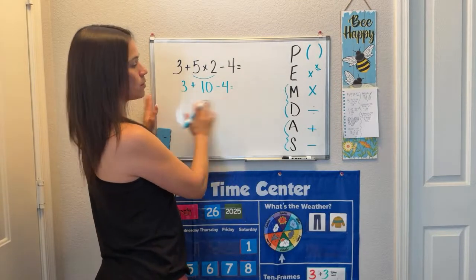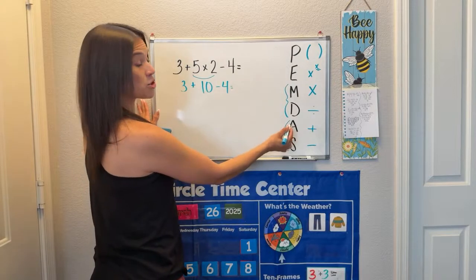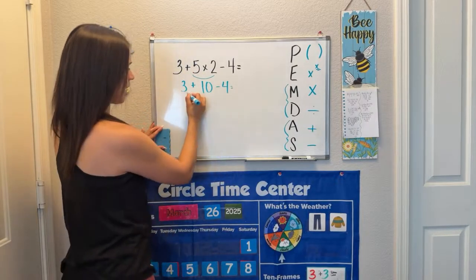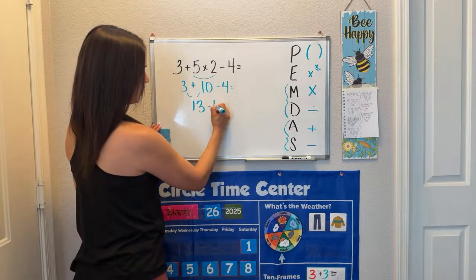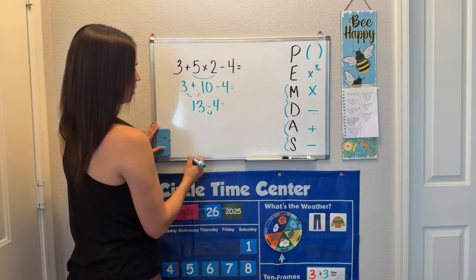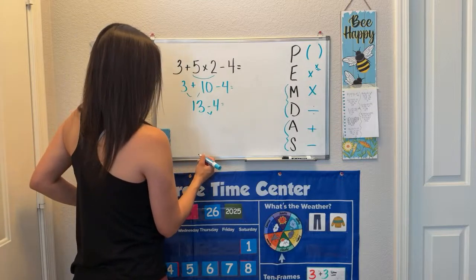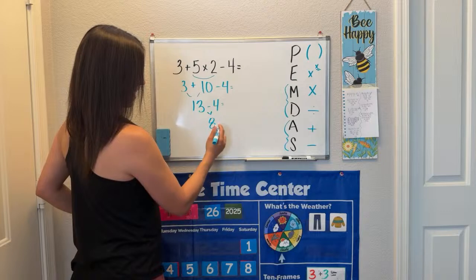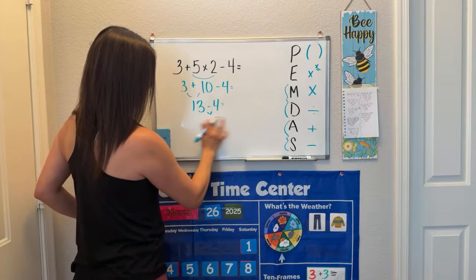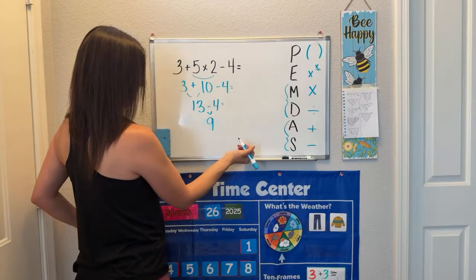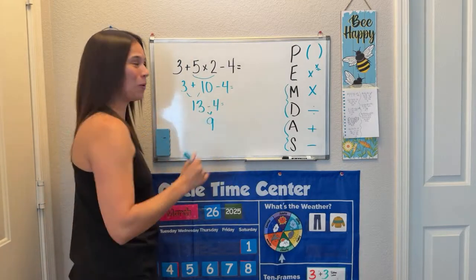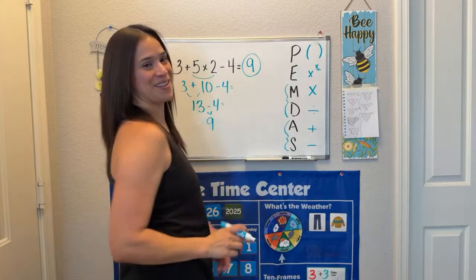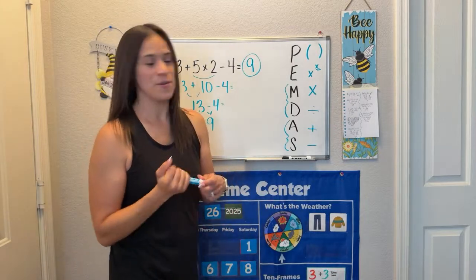So now we have no more multiplication or division. We go down to addition or subtraction from left to right. We do have both addition and subtraction, but we are going to, again, go from left to right. So left we have 3 plus 10, which gives us 13. Bring everything down. And then 13 minus 4. Which should be 8, 9. Oh no! Yeah? 13 minus 4 is 9, 9 plus 4 is 13. Whew, gotta check your math every once in a while. So in this problem, our answer is 9. Oh man. All right, moving on.